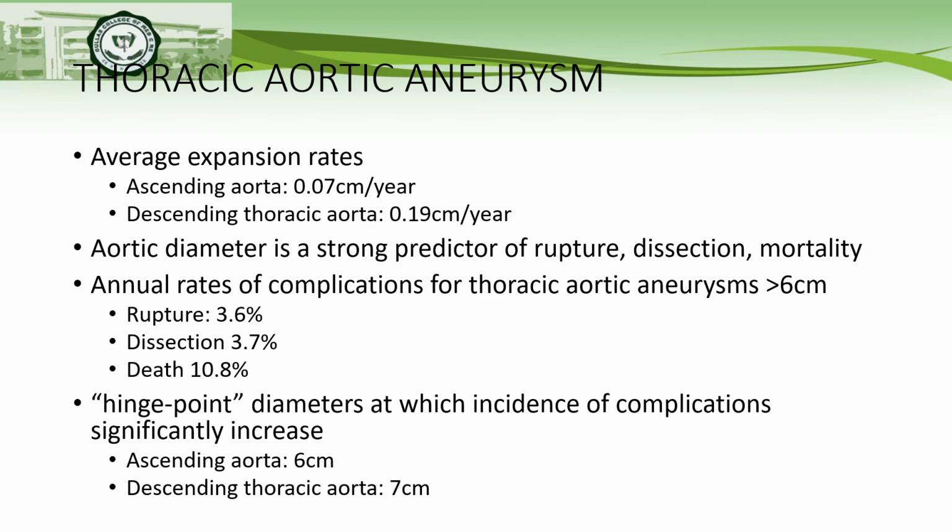We have the so-called hinge point diameters, the cut-off sizes, at which the incidence of complications significantly increase. So for the ascending aorta, the hinge point diameter is 6 centimeters, while for the descending thoracic aorta, it's 7 centimeters.